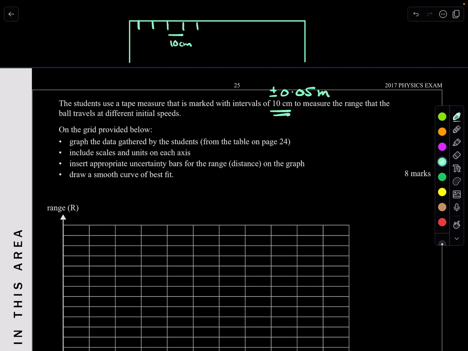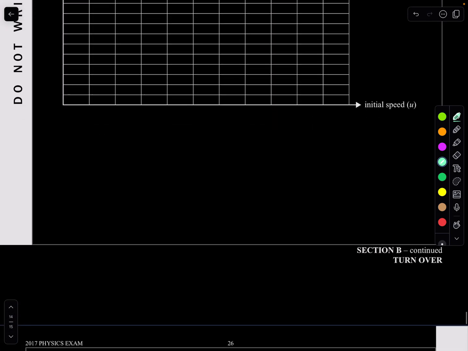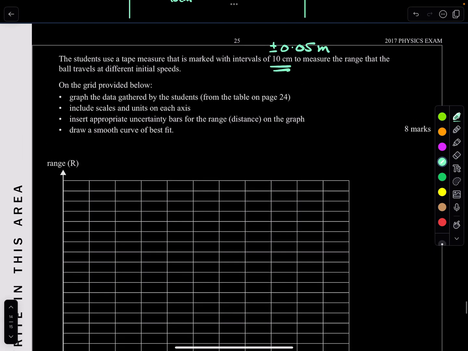Have a look at this. On the grid provided below, graph the data gathered by the students from the table on page 24. Include scales and units on each axis. Insert appropriate uncertainty bars for the range. As we said, we have the uncertainties for the range distance on the graph, and draw a smooth curve of best fit, which is 8 marks. All right. So let's actually do this.